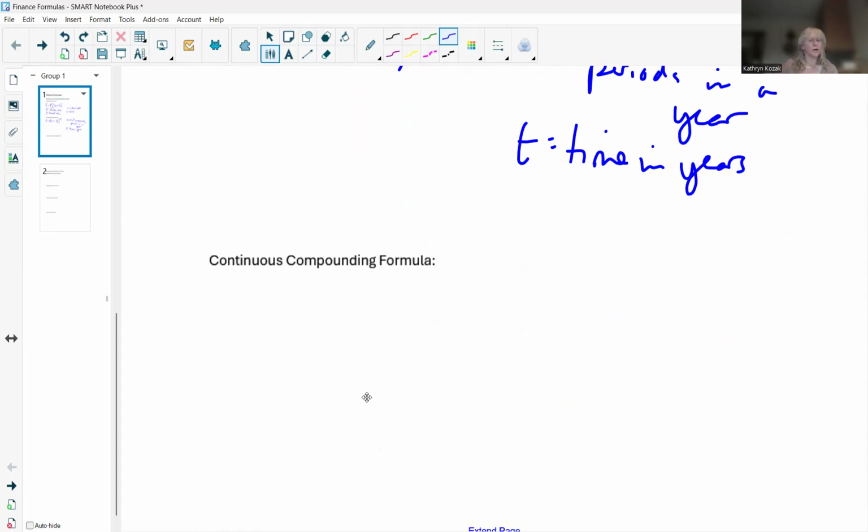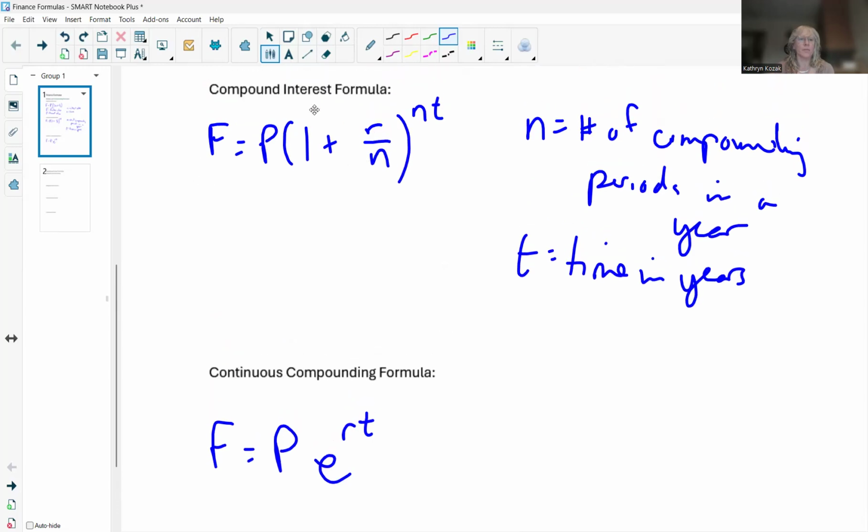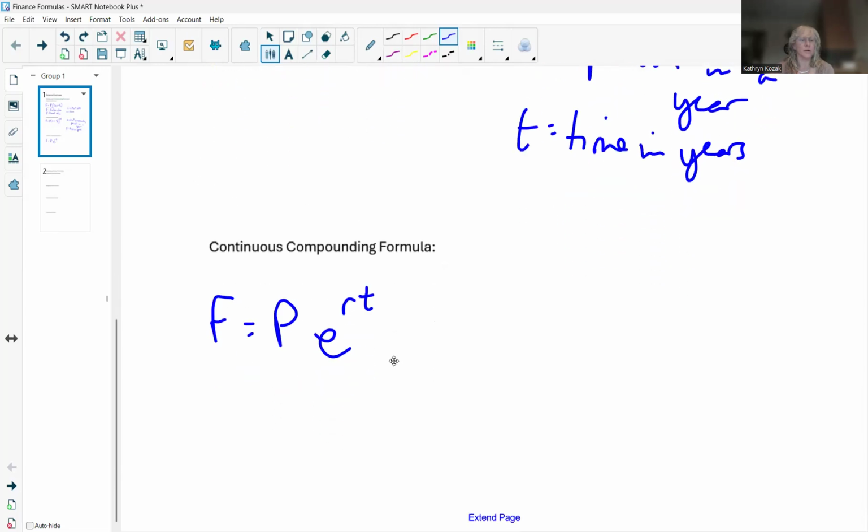There's also a formula called the continuous compounding formula. That is where your future value is equal to your present value times E, where E is that wonderful number that's 2.71718 and a bunch of numbers after it. It goes on forever and ever and ever, to the R times T. So this is your compounding continuously formula. And so what you do is you have to pay attention to what kind of compound you have and which one you're dealing with.